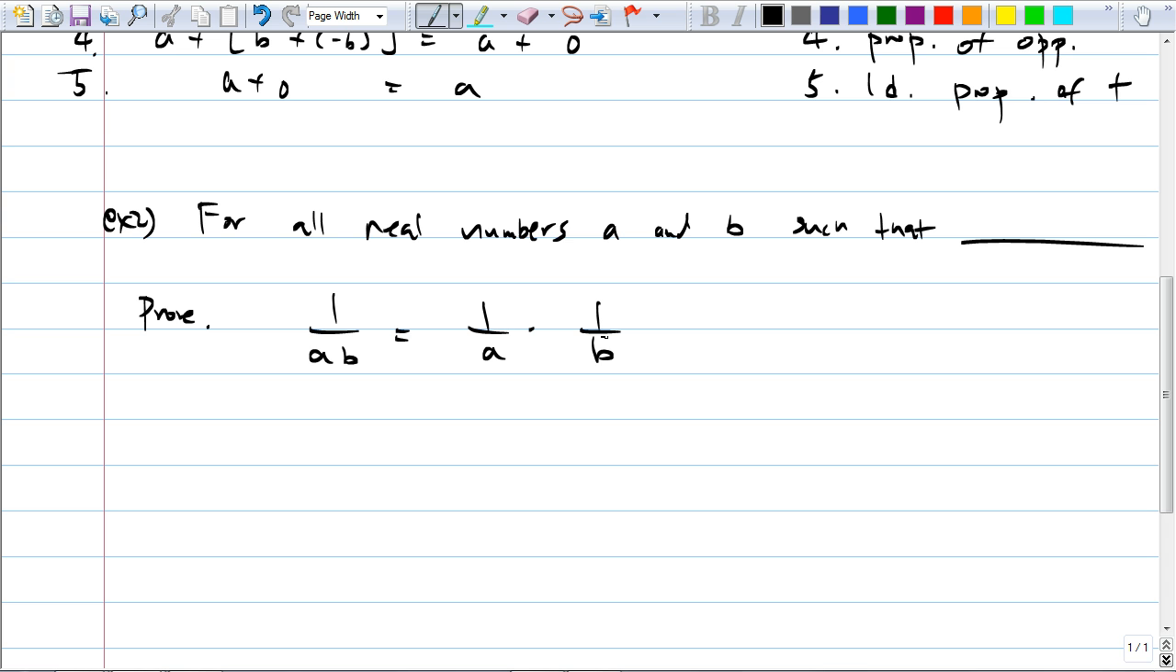Well, we know this is true. Didn't you know that if I have 1 over AB, it's 1 over A times 1 over B? Because how do you multiply fractions? You multiply the numerators together and the denominators together. What's 1 times 1? 1. What's A times B? AB. Okay, so that's easy. But again, we're going to be justifying each step.